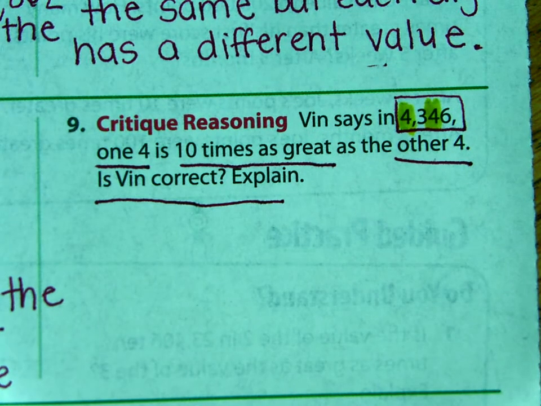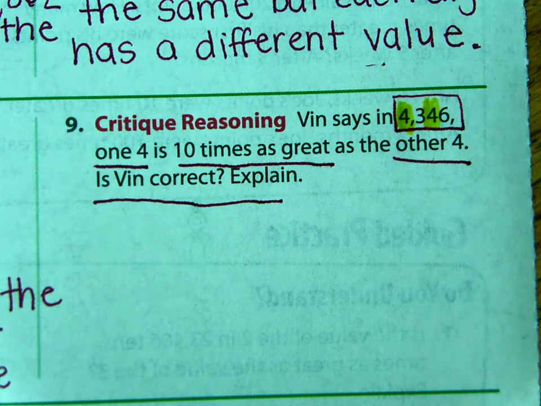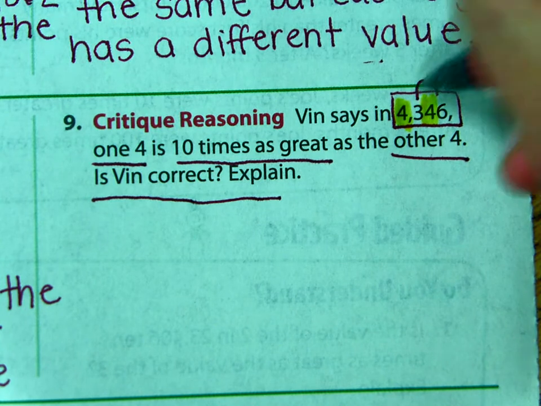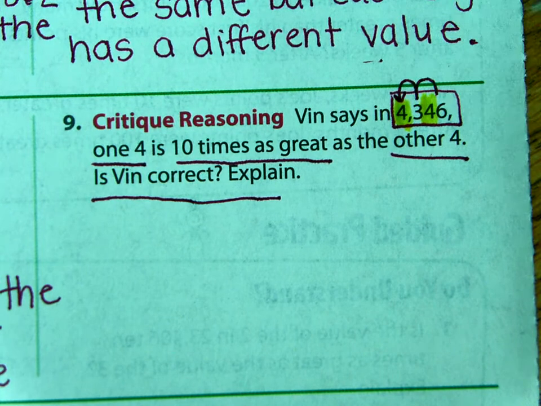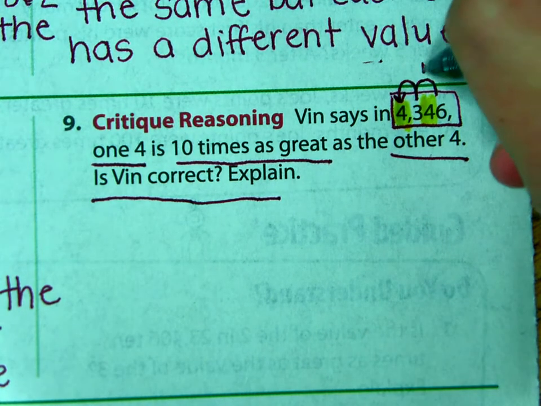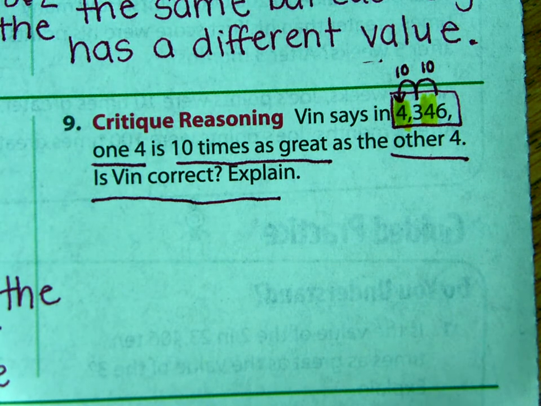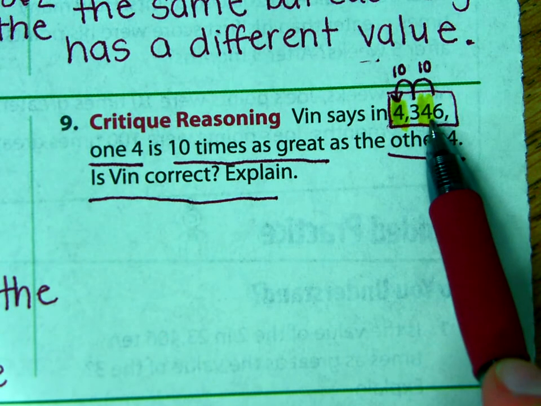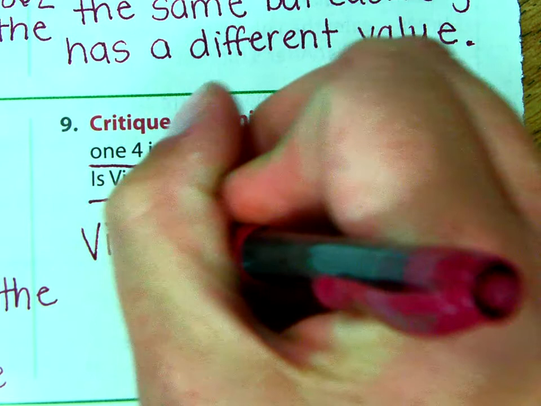We said that as we move one place value to the left, it gets 10 times bigger. But in this case, when I look at Vin's number, we're going from the tens place to the hundreds place, and then we're also making one more jump now to the thousands. So this would be a jump by 10. This would be another jump by 10. So really, if I think about it, the 4 in the thousands place is 100 times bigger than the 4 in the tens place. So Vin is incorrect.